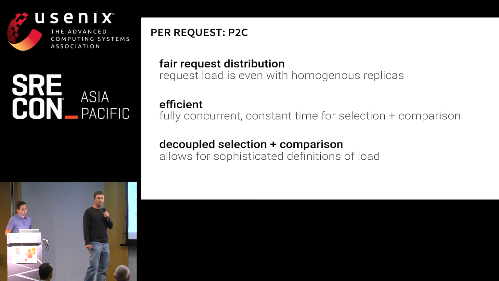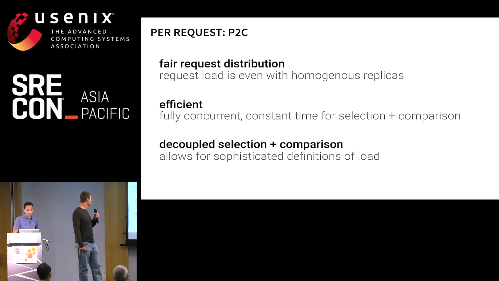So let's recap what we get from this. The first thing we get is a fair request distribution. As is outlined in the paper, we can expect a request distribution that is exponentially better than simply picking one node at random and sending it there. And this comes from the load comparison phase.